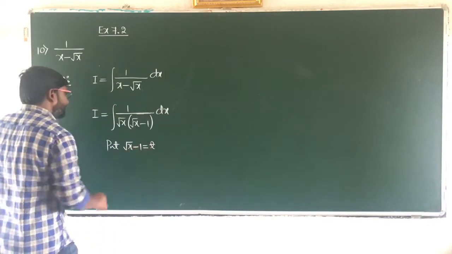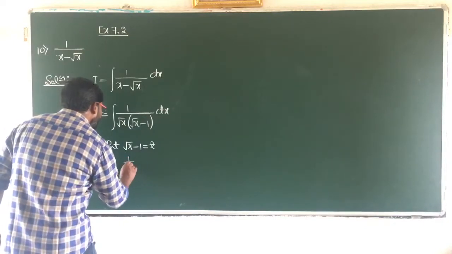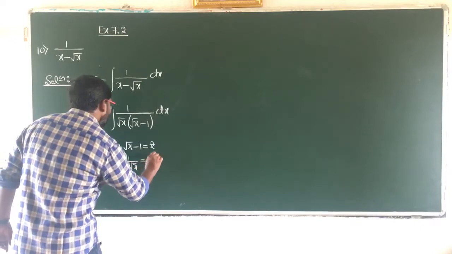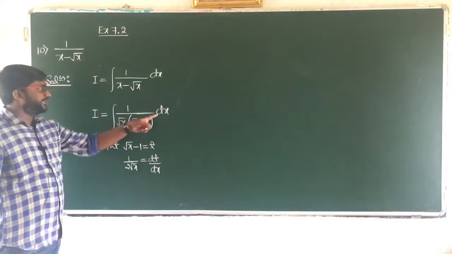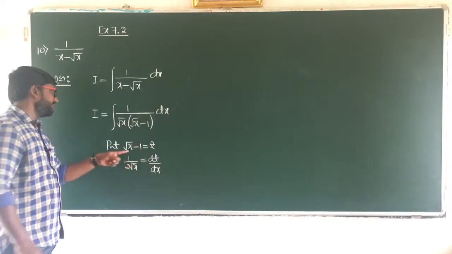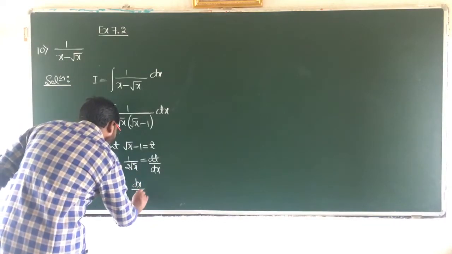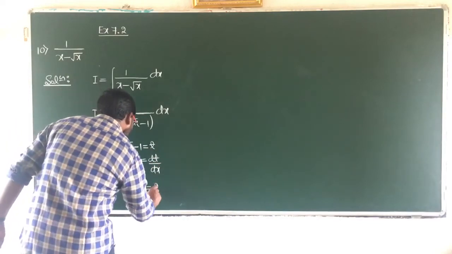So now differentiate both the sides. What do we get now? The derivative of root x will be 1 by 2 root x, which is equal to dt by dx. So here what we need now is only dx by root x. So take 2 to the RHS and dx to the LHS. So dx by root x is equal to 2 times dt.